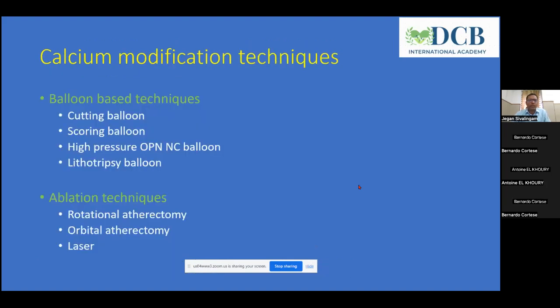So now we move on to the various techniques, and I will be describing in detail each technique. Broadly, we can divide the calcium modification techniques into either balloon-based techniques or ablation techniques. In balloon, we have various sorts of balloon: cutting balloon, scoring balloon, high pressure OPN NC balloon, or intravascular lithotripsy shockwave balloon. In ablation, we have rotablation, that is rotational atherectomy or orbital atherectomy, and laser.